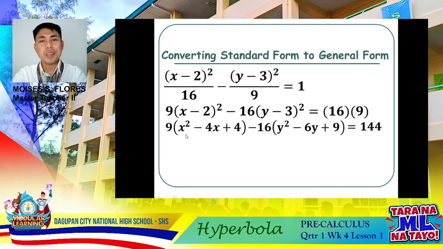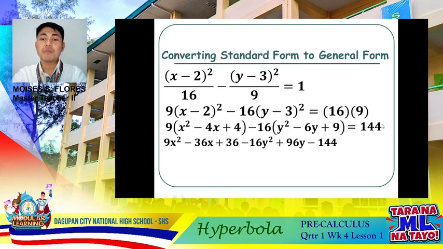Afterwards, we are now ready to distribute your external factors, which are 9 and 16. If we distribute 9, there you have it. We distribute negative 16 to these three terms, there you have it also. And of course, your constant is to be written now on this side. So when you transpose, it will change sign. And we equate to 0 because we all know general form is always equated to 0. There you have it. Then we are now ready to arrange our terms in our general form.